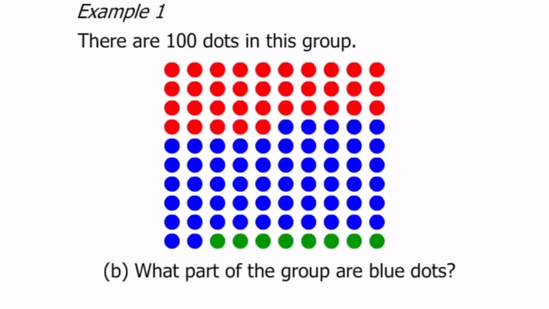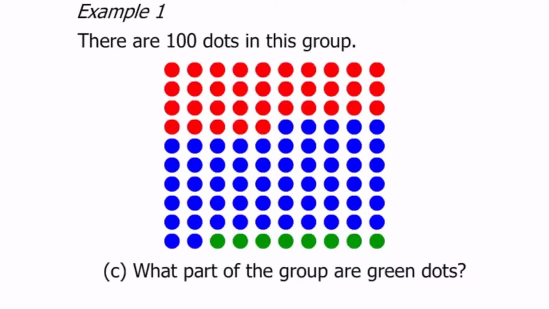What part of the group are blue dots? Again, counting in tens where we can. 10, 20, 30, 40, 50. 2 more is 52, and 5 more there makes 57. So 57 out of 100. As a fraction, we write 57 hundredths, and in decimal form, 0.57. What part of the group are green dots? Well, we've only got 8 that are green there, so 8 out of 100, which is 8 hundredths, and in decimal form, 0.08. Terrific.